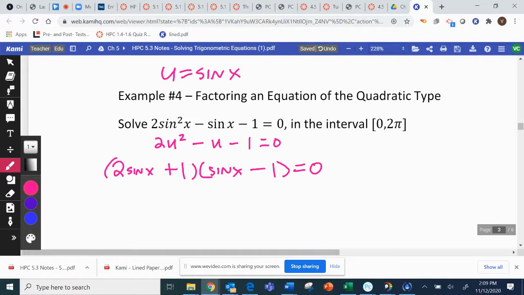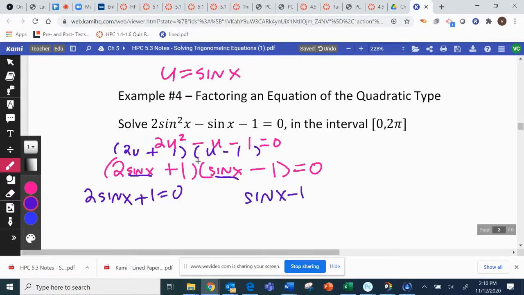So if you factored it using a u, I'll just put it in a different color right above it. If you factored it using a u, you would get 2u plus 1 and u minus 1, and then you would just take the u and make it into sine x again. If you can't see the factoring when there's signs and stuff in there. Okay, so then we're going to set each factor equal to 0. Solve for each factor.